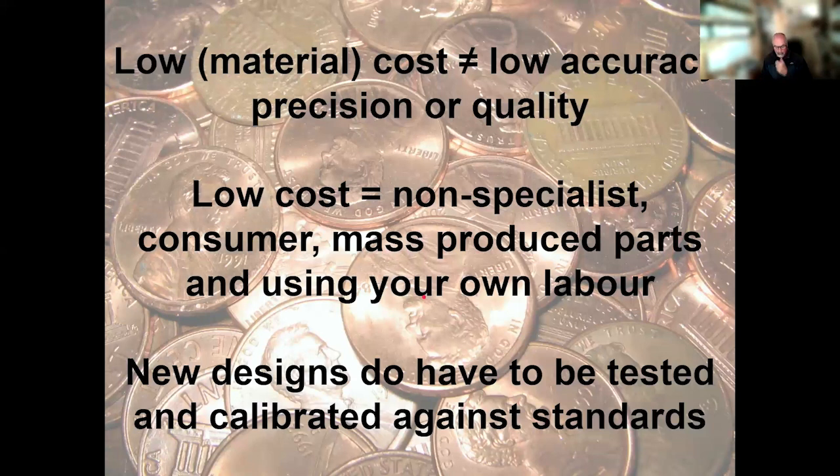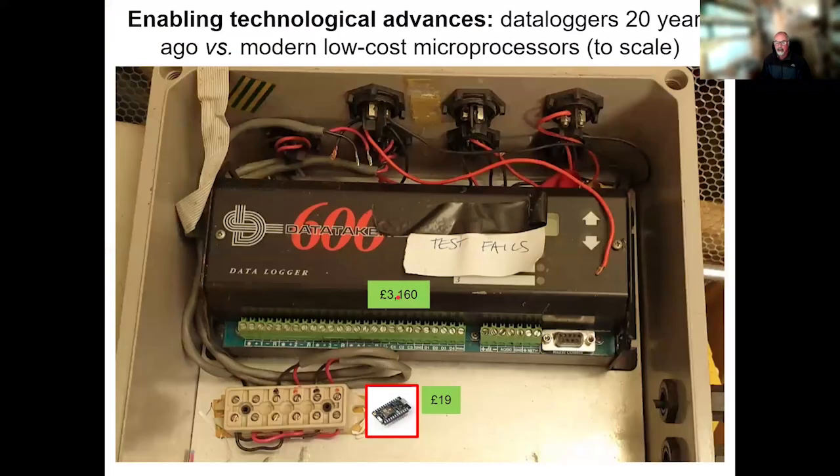And I should say that low cost does not necessarily mean low accuracy, precision, or quality of sensing. Low cost means we are dealing with non-specialist consumer mass-produced sensors that you might find in a washing machine, in a car, in a fridge, all these sorts of things. They're good enough quality to be used in those important functions, but many of them are used, and therefore they're low cost. However, we're putting them to new purposes, and therefore we do have to test and calibrate our sensors against other standards.